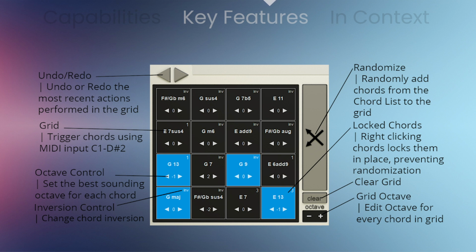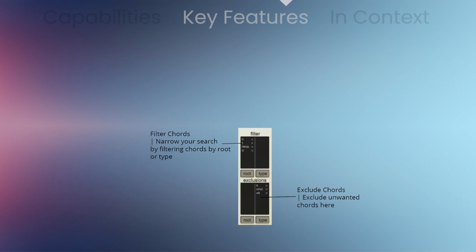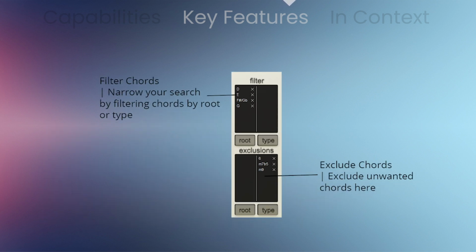Each pad also has its own octave control and inversion control. Trigger chords in the grid using MIDI inputs C1 through D#2. Of course, there's also an undo and redo button. Narrow your search by filtering chords or excluding chords.